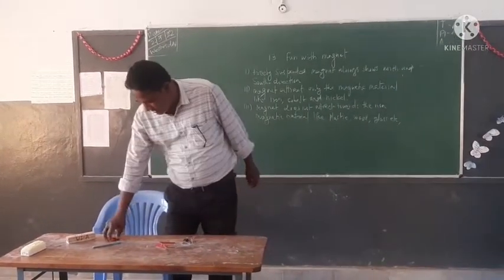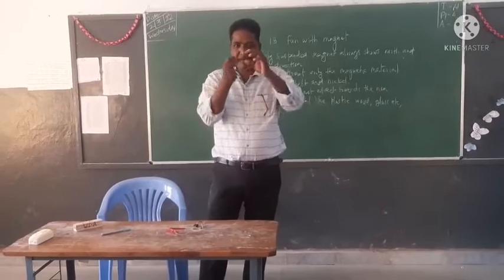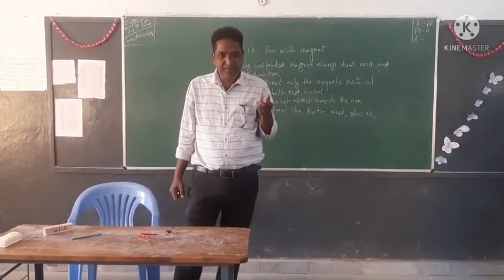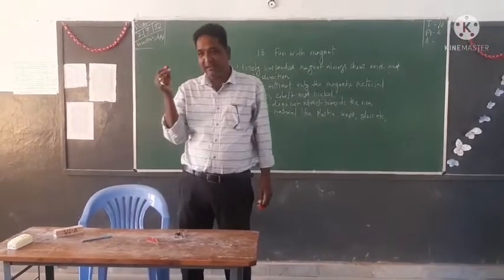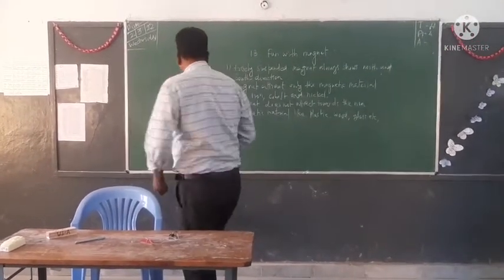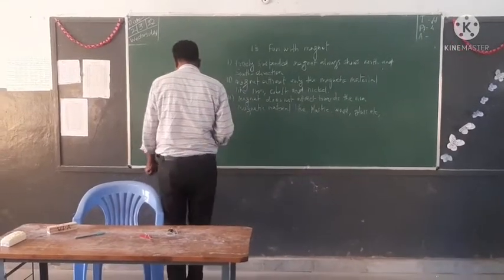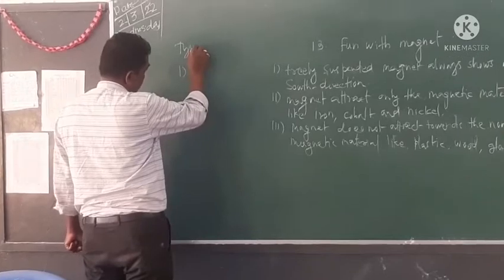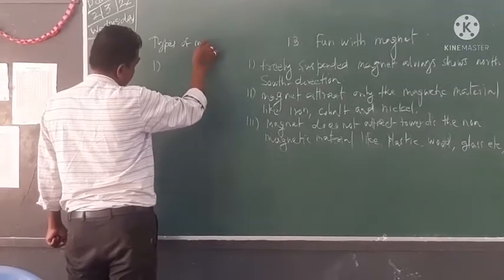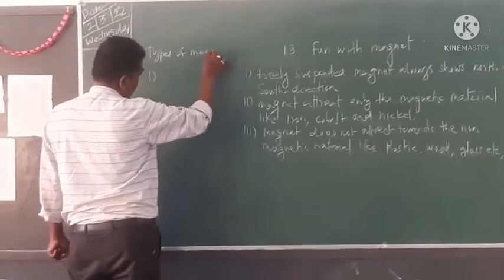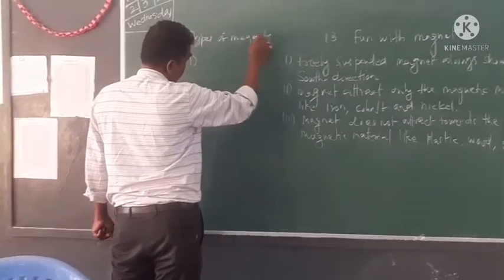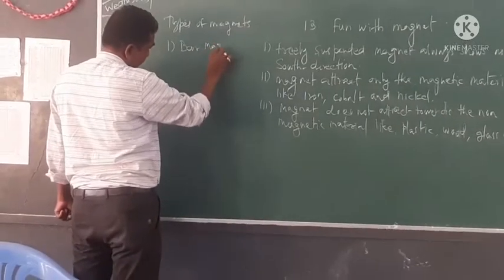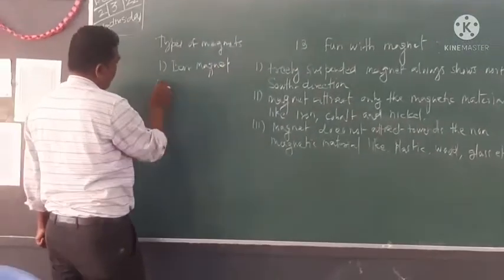Yes, sir. So this one is a magnet. This magnet is called as horseshoe magnet, है ना? Again, this magnet is called as... The types of magnets are 3 or 4 types. Number one is called bar magnet. Number two is horseshoe magnet.